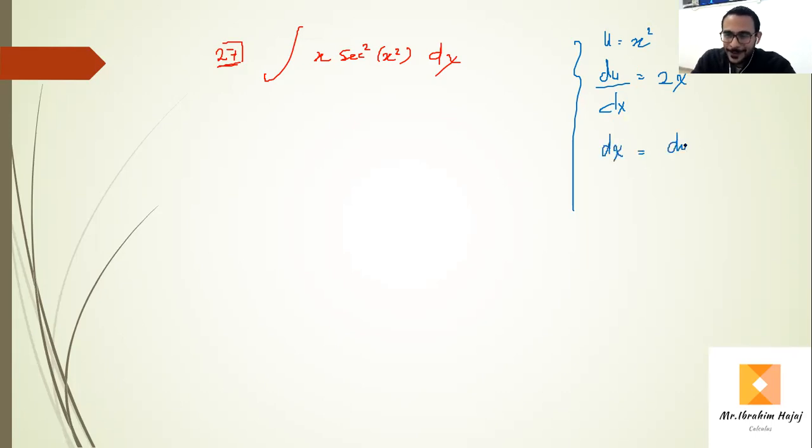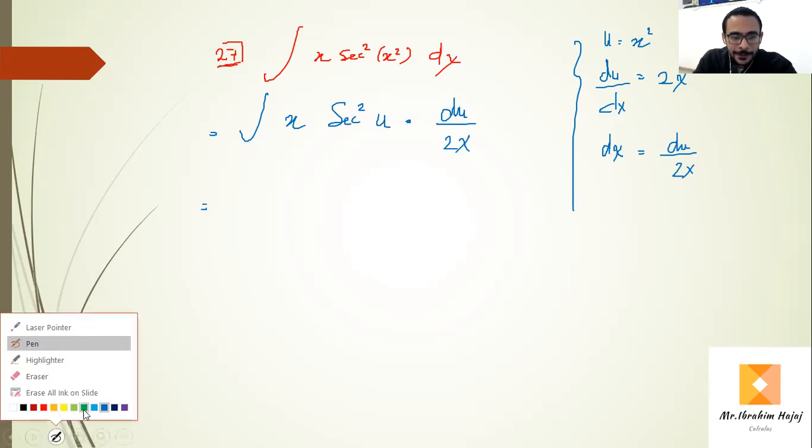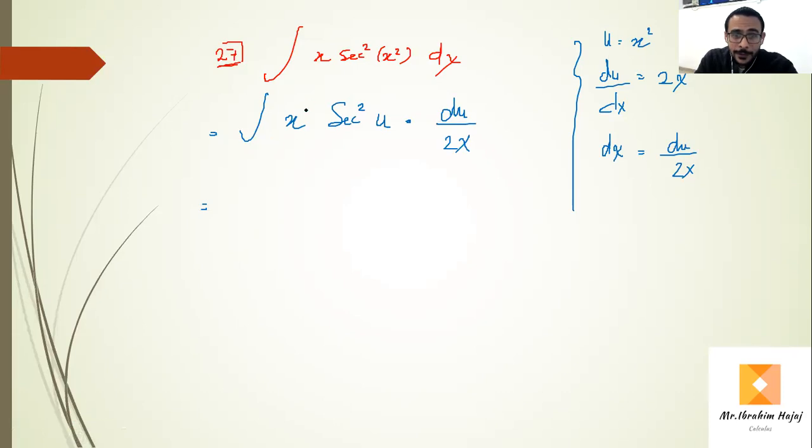dx equals du over 2x. So x sec squared becomes sec u, and dx is du over 2x. We will take the half outside. The x cancels with the x, and the half outside is a constant. The integral of sec squared is tan u. It's clear now, guys.